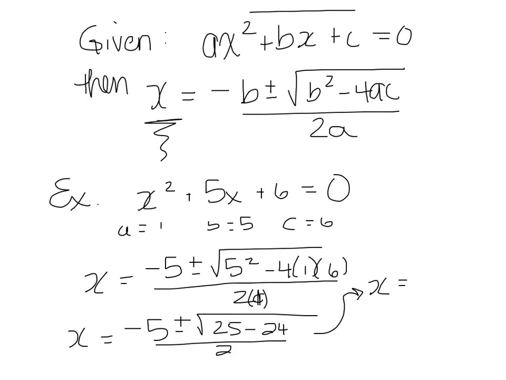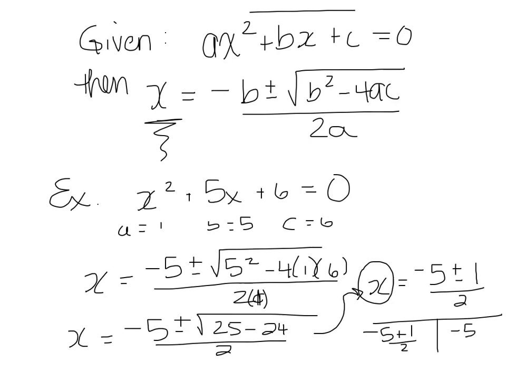Let me just continue it. X is equal to, and notice I'm never losing my x is equal to. X is equal to minus 5 plus or minus the square root. I got 25 minus 24, which is 1, and the square root of 1 is 1, so I have 1 right here, all over 2. So of course now I need my little t-chart where I have minus 5 plus 1 over 2, or x is equal to minus 5 minus 1 over 2.